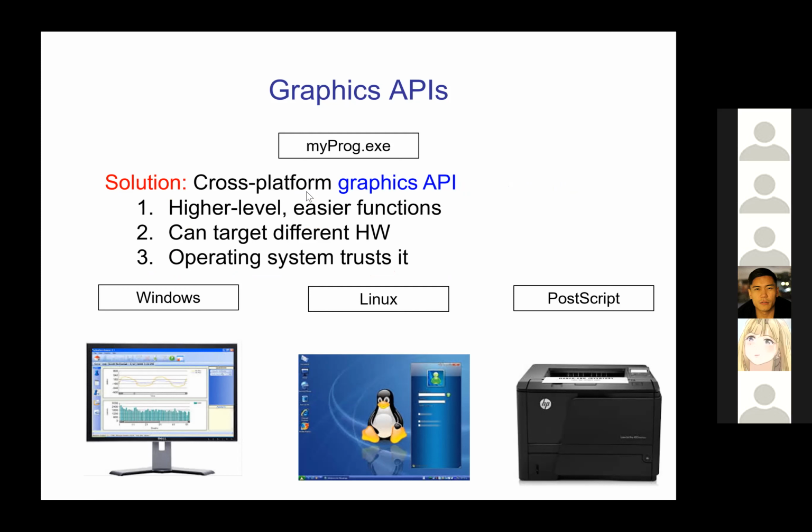And usually you want to use what's called a cross-platform API, one that works on multiple kinds of computers. So it's higher level, so it's just function calls, easier to work with. You can write your program faster. It can target different hardware. So the people who wrote that library had to implement those functions multiple times so they work for different hardware, but they've already done that. And the operating system trusts it.